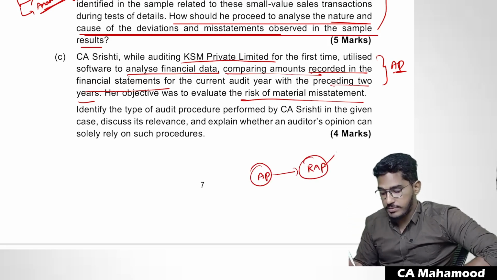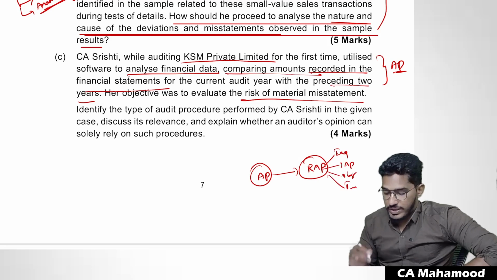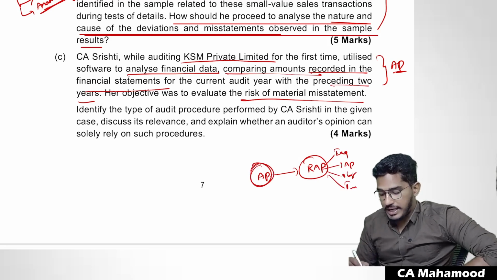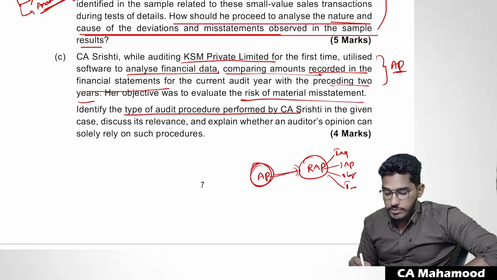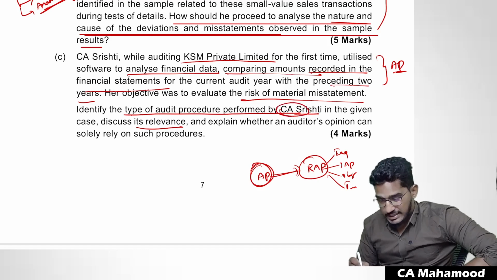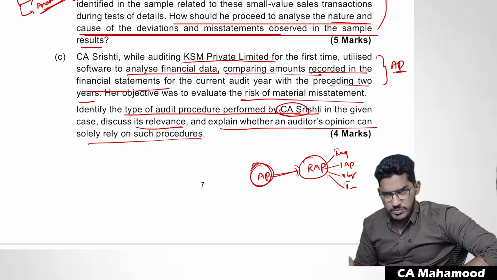As we all know, risk assessment procedure we can do by way of inquiry, we can do by way of analytical procedures, we can do by way of observation, we can do by way of inspection. So in that, auditor has chosen to perform analytical procedures as a risk assessment procedure. Identify the type of audit procedures performed by CS Srishti in the given case. Discuss its relevance. So what audit procedure she is using, analytical procedure she is using, and explain whether an auditor's opinion can solely rely on such procedures.